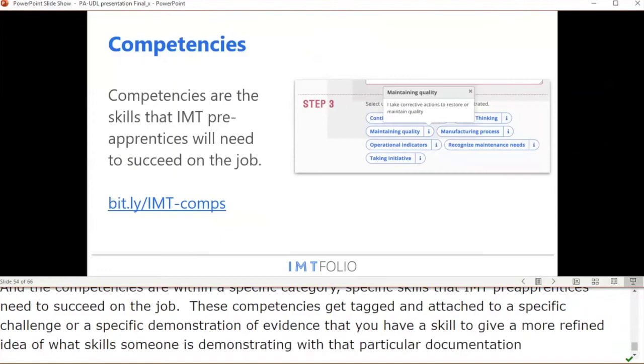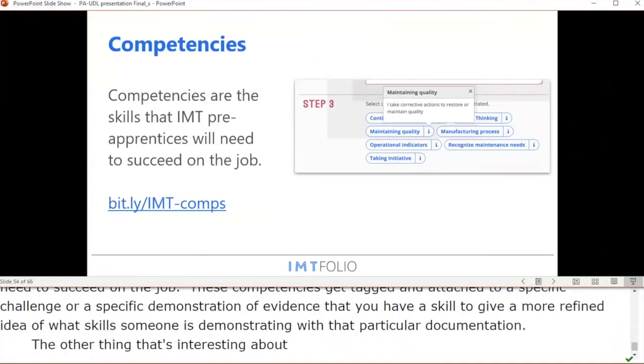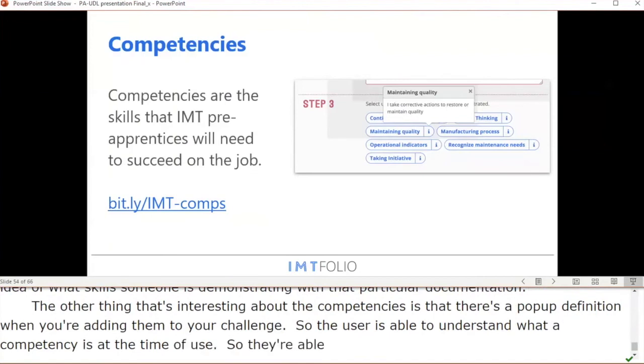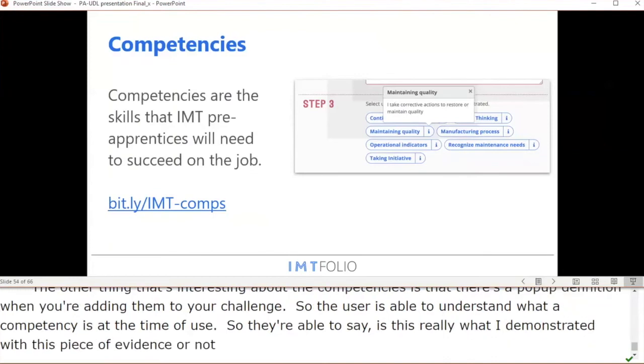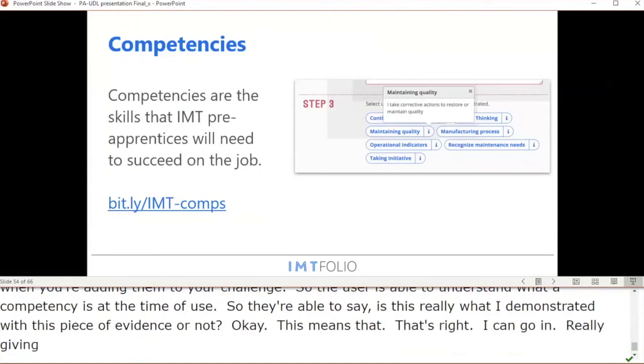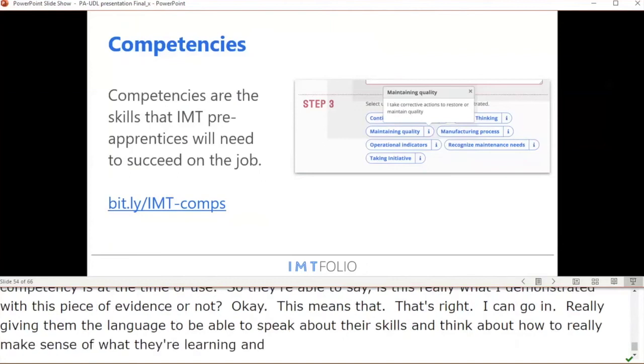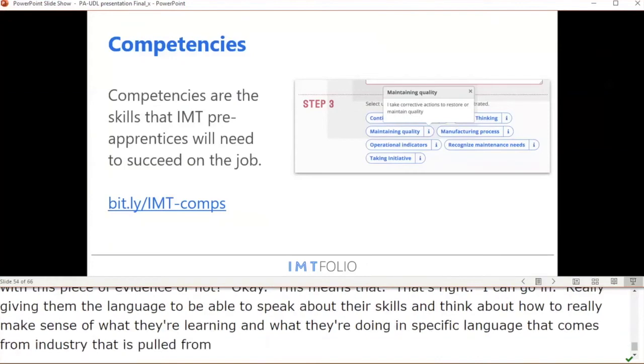The other thing that's interesting about the competencies is that there's a pop-up definition when you're adding them to your challenge. So the user is able to understand what a competency is at the time of use. So they're able to say, is this really what I demonstrated with this piece of evidence or not? Oh, okay, this means that. Yes, that's right, I can go in. So really giving them the language to be able to speak about their skills and make sense of what they're learning and what they're doing, in specific language that comes from industry, that is pulled from the job book, from the exam, the things they're supposed to know. Next slide.